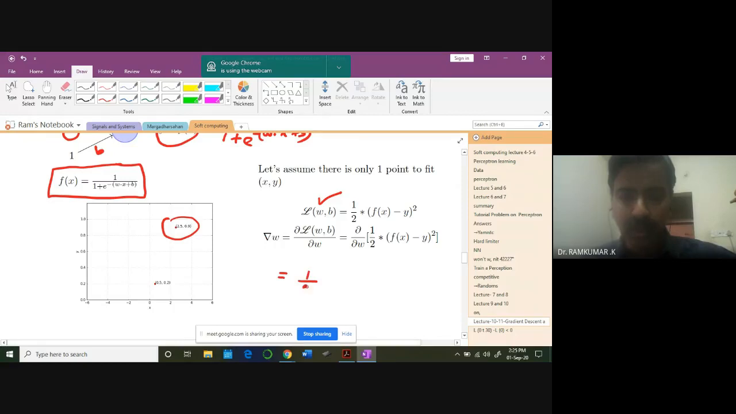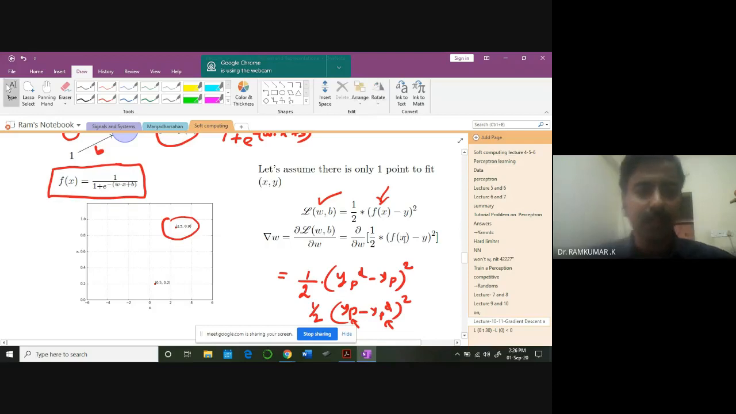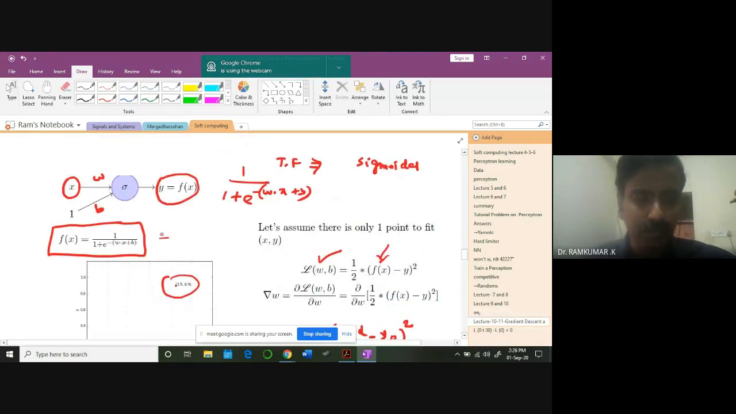1 by 2 times (y minus y predicted) whole square. Remember that. So y desired minus y predicted, or otherwise you can write y predicted minus y desired. As you are taking the square, both are feasible. This is the desired one. This is a neural network. For a neural network, how do you compute? You pass it through a function f of x. This is the one you are going to do.